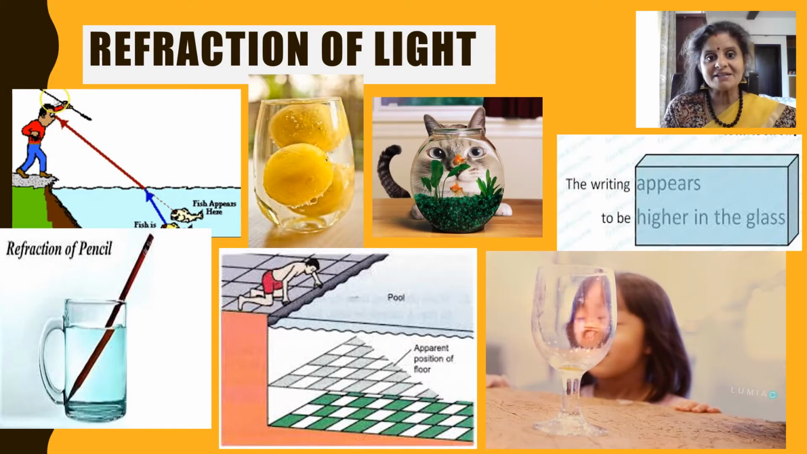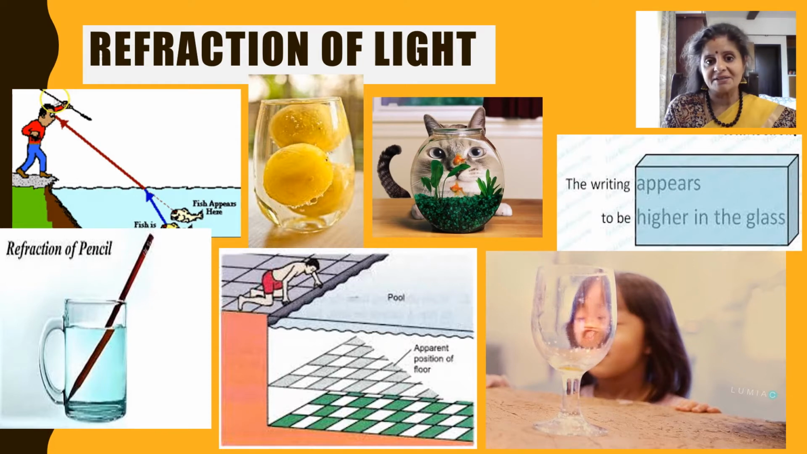Dear children, light seems to travel along a straight line path. What happens to the light when it travels from one transparent medium to another? Does it take the straight line path or will it change its direction? Let's recall some of the day-to-day experiences. You might have observed the bottom of a swimming pool or a tank or a pond filled with water appear to be raised.